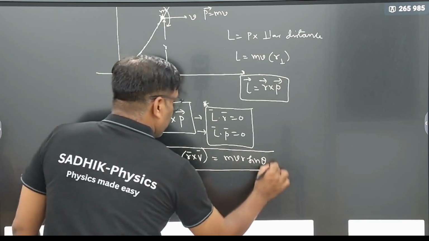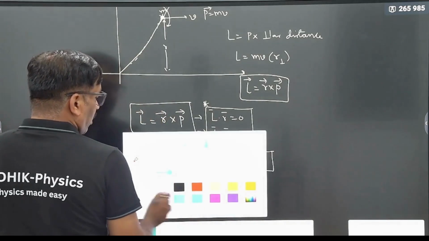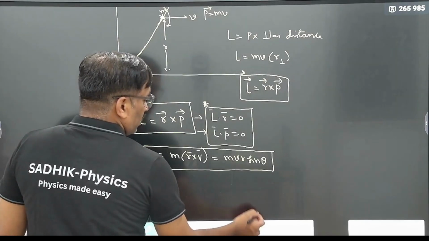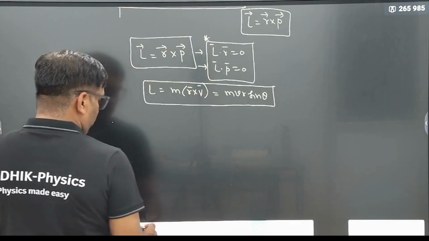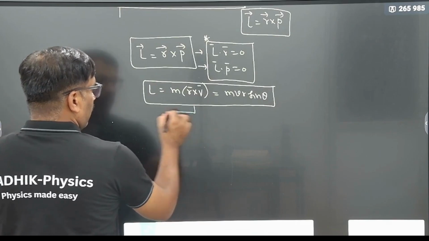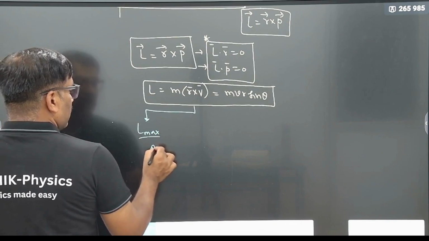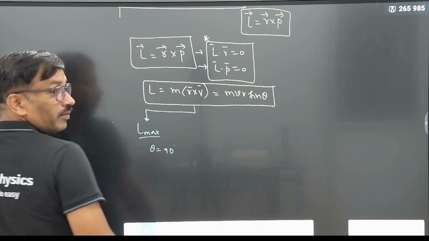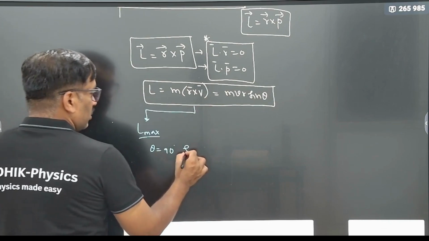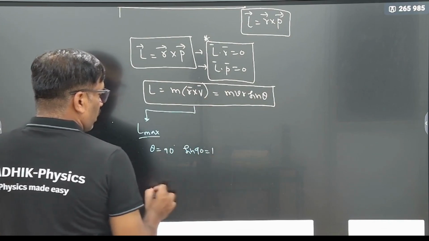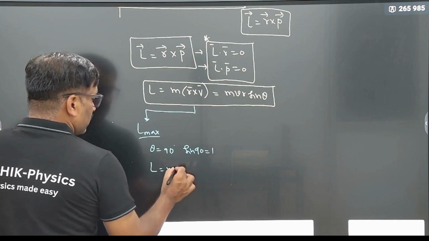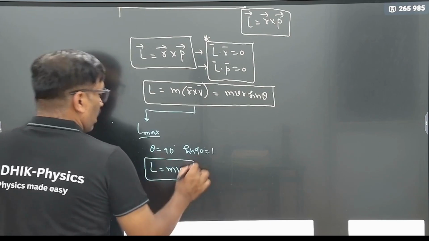Clear? So when will the angular momentum be maximum here? Angular momentum will be maximum when theta is equal to 90 degrees, that means sin 90, which is equal to 1. So the maximum angular momentum is nothing but m into v into r.